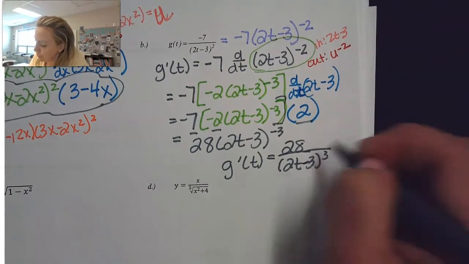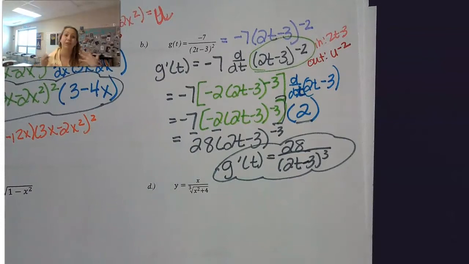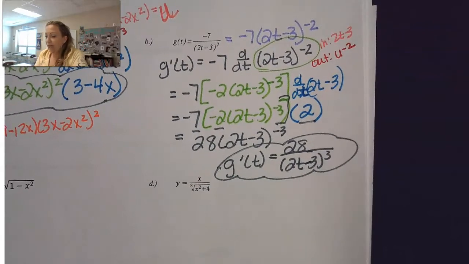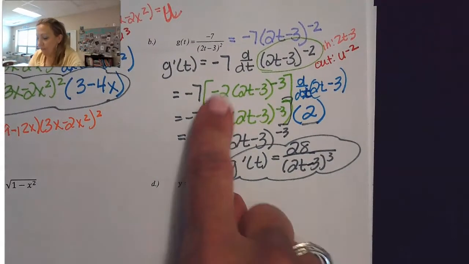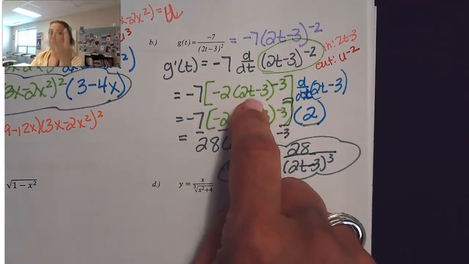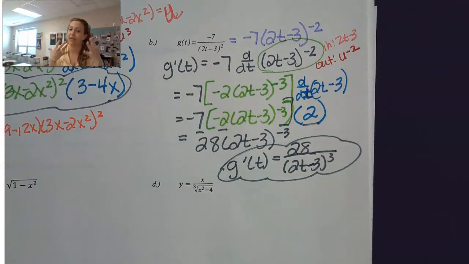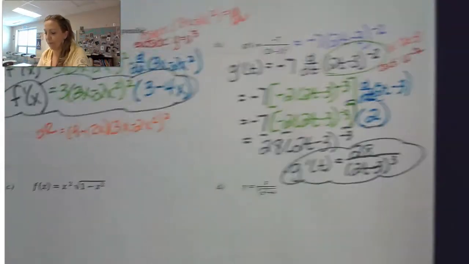Again, the rule is to try to get no negative exponents in the final answer. So even though it helped us to think about it with a negative exponent, we'll eliminate it from our final answer. Okay? Again, the secret is take the derivative of everything, but if the inside was more complicated than just t, or just x, or just theta, you've got to take the derivative of that as well. Okay?